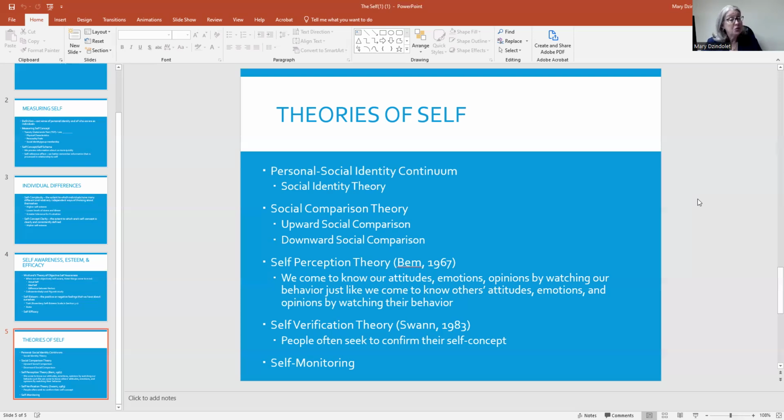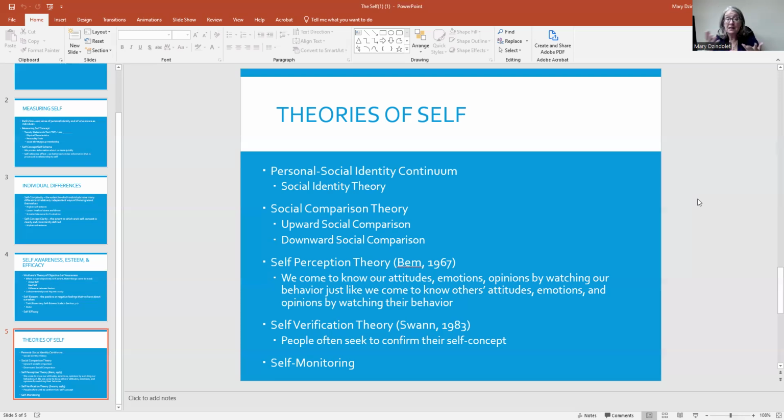Although that might be true, research is really clear that we spend quite a bit of time in social comparison. And so I want to talk with you about two different kinds of social comparison, upward and downward, and they're exactly what you think they are. So upward social comparison is when you compare yourself to people who are better than you.